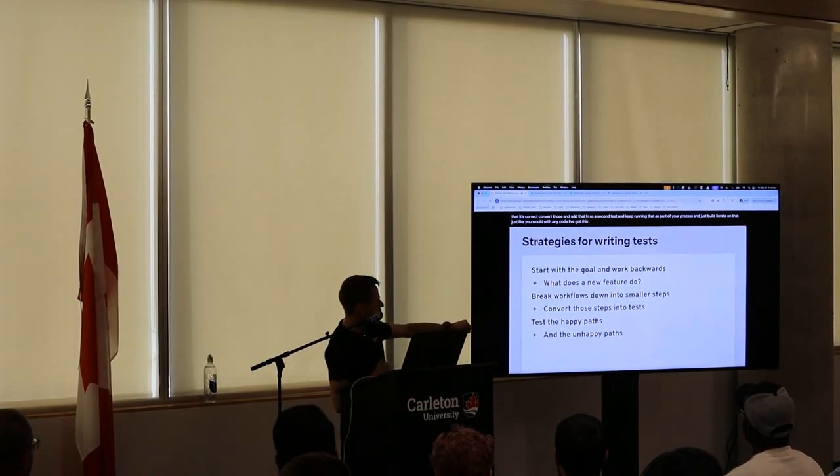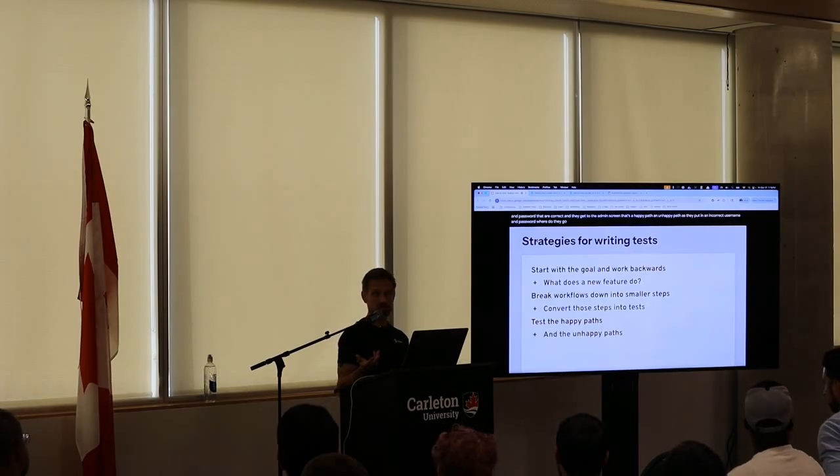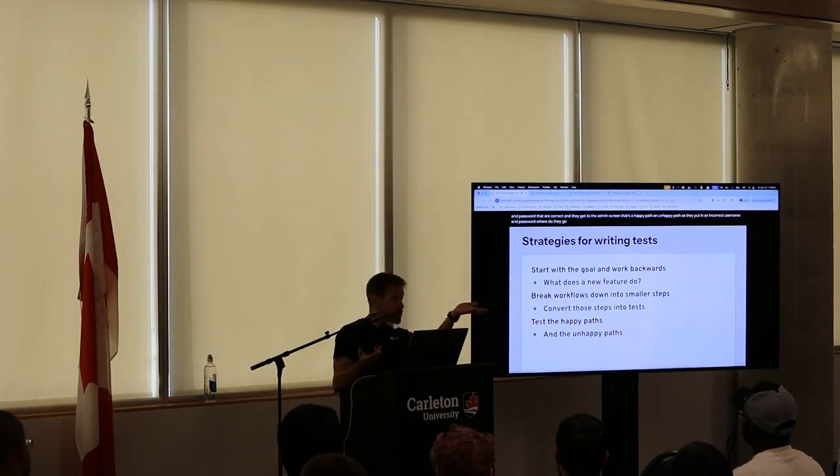I've got this at the bottom. This is kind of important, and that's test the happy paths and the unhappy paths. If you haven't heard of unhappy paths, we are thinking in terms of testing the login form. A happy path would be a user puts in a username and password that are correct, and they get to the admin screen. That's a happy path. An unhappy path is they put in an incorrect username and password. Where do they go? Error page. An error page, or back to the login form with an error or something, right?